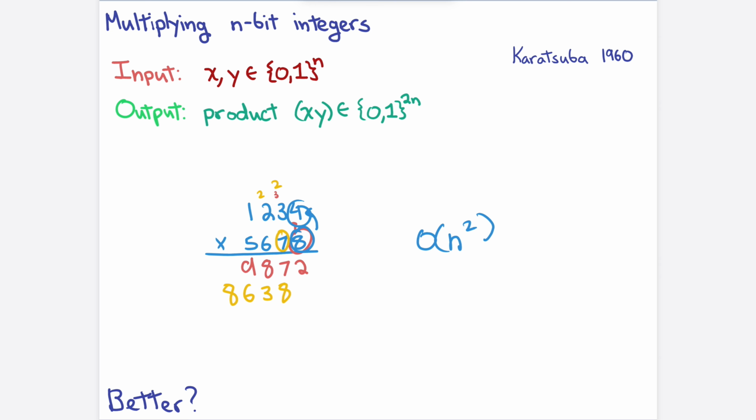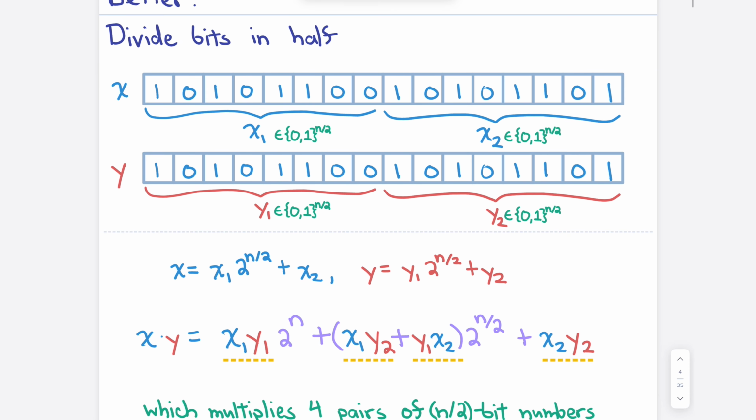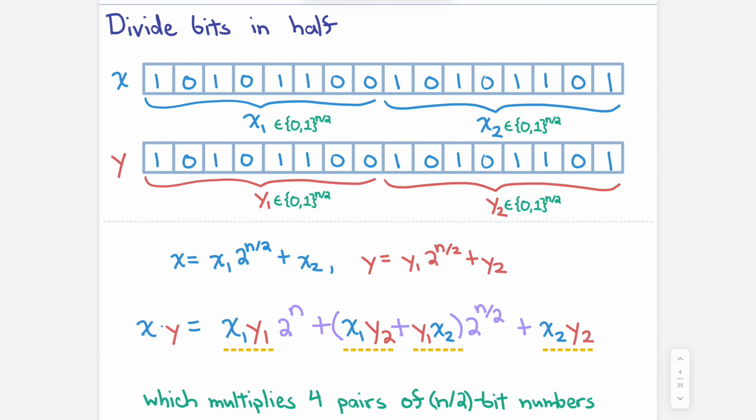But okay, since you don't know his algorithm, you can for a moment pretend to be Karatsuba sitting in the 1950s, and I can pretend to be Kolmogorov. Anyone want to take a stab at a better than n squared algorithm for multiplying integers? Yeah. Split it into two somehow, and then multiply them. Okay. So we can try dividing the inputs in half, something like this, right?